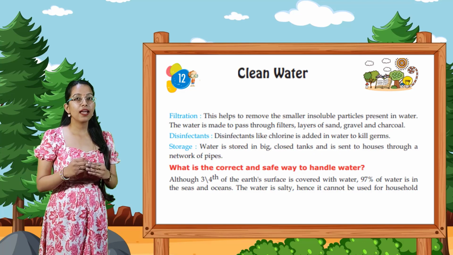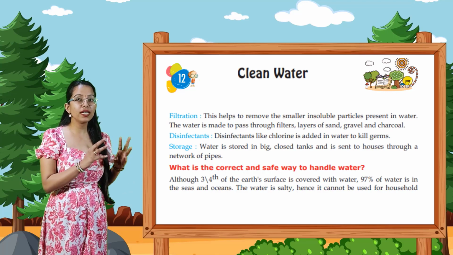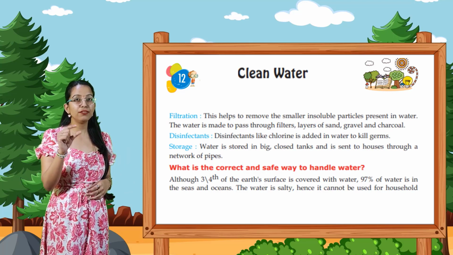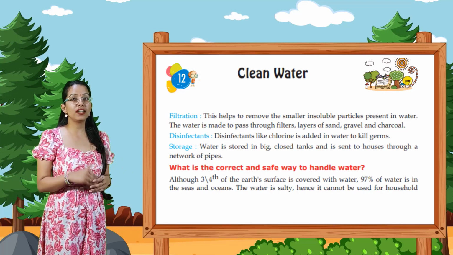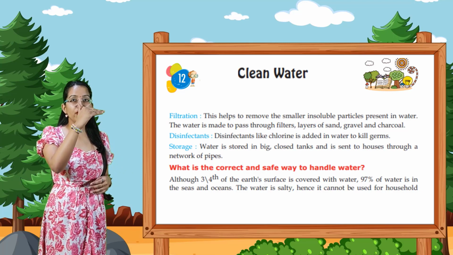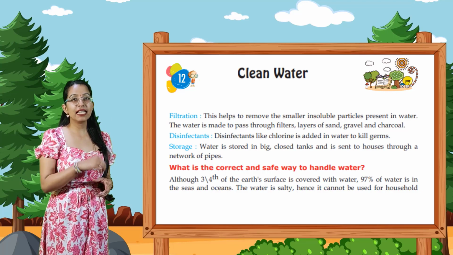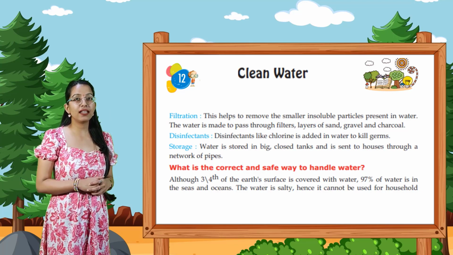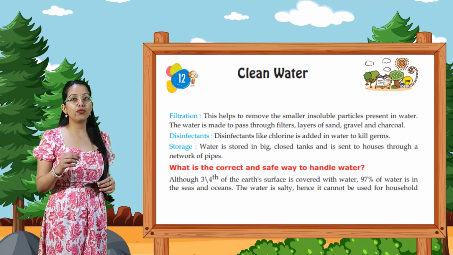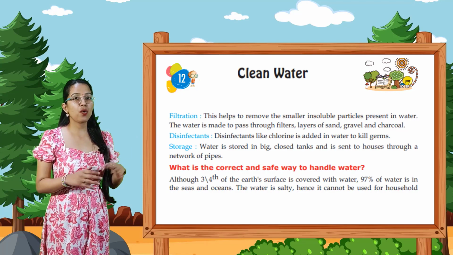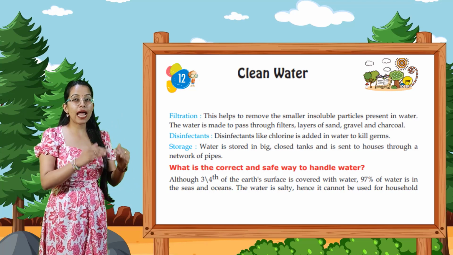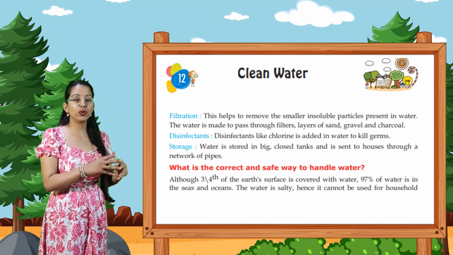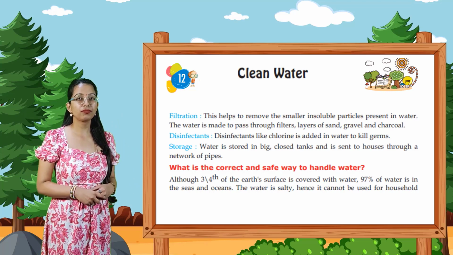Filtration. This helps to remove the smaller insoluble particles present in water. The water is made to pass through filter layers of sand, gravel and charcoal. Disinfectants like chlorine are added in water to kill germs. Storage. Water is stored in big closed tanks and is sent to houses through a network of pipes.